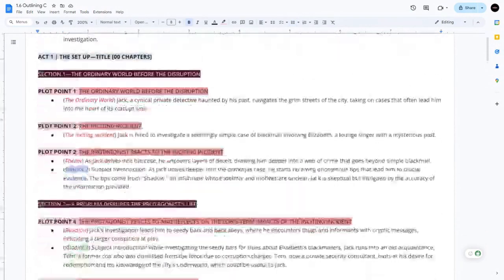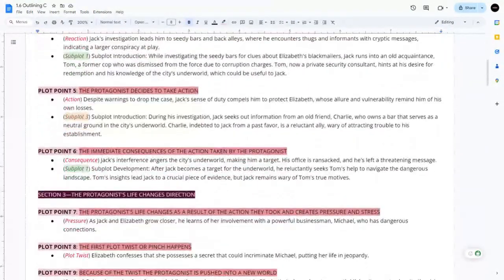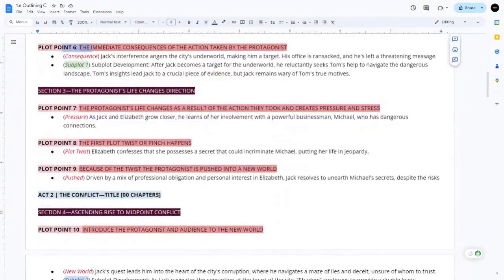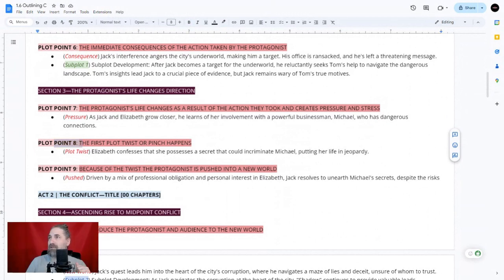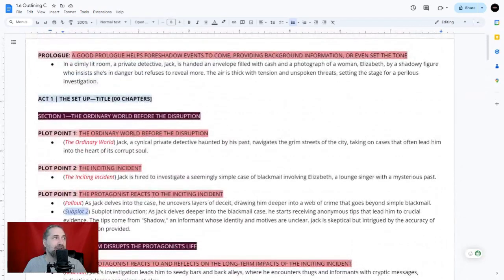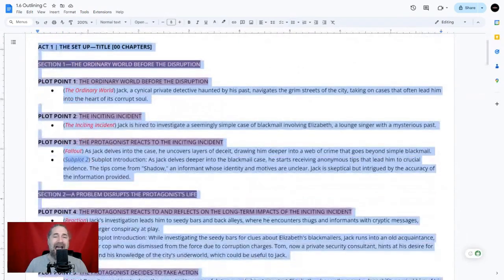We have plot points 2, 3, 4, 5, 6, 7, and 8. All of these plot points have to be explored. So that means your first book is going to take these nine plot points of Act One and spread them out through the 27 plot point outline. It's going to take it out, and you're going to let things breathe a little bit.